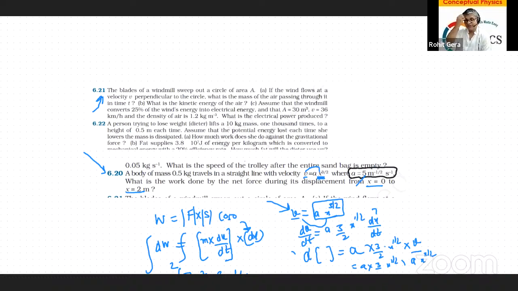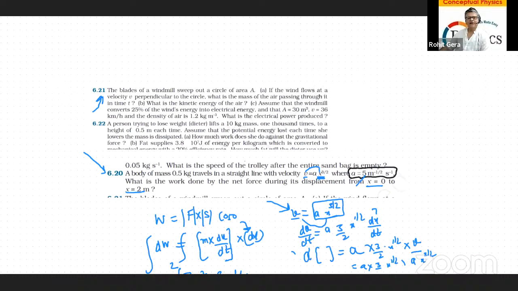When you sweep an area, you are not sweeping volumes. Density is there. In the windmill, wind is coming, wind's energy is being converted into rotational energy, and I'm striking it at a certain rate. So momentum also is getting transferred, and angular momentum.